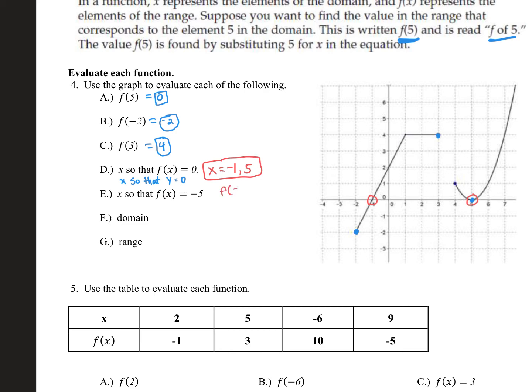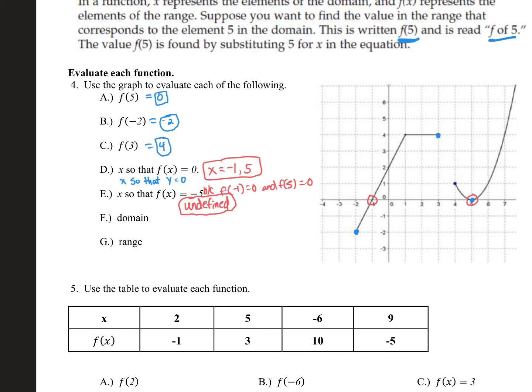Since f of negative 1 gives me 0, and f of 5 gives me 0. Letter E, find the values of x so that f of x is negative 5. So again, we're finding a value of x, so when I plug in something, I get out negative 5. Well, based on this graph, there are no values of the graph that are even contained with a y value of negative 5. So again, undefined. There are no x values that correspond to a y value of negative 5.